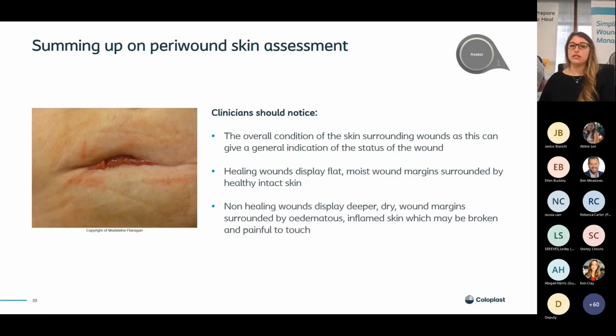So to sum up on the peri-wound skin assessment, as clinicians, we should be noticing the overall condition of that surrounding skin. What's going on with that surrounding skin? Is it very dry, or is it very wet because we haven't managed that exudate appropriately? Are our patients stuck in an itch scratch cycle, and how can we stop that from occurring? Are non-healing wounds displaying deeper, dry wound margins? And are they surrounded by edema? Is the skin really inflamed and maybe broken and really painful to touch? So you need to document what you're seeing, what is going on around that wound.